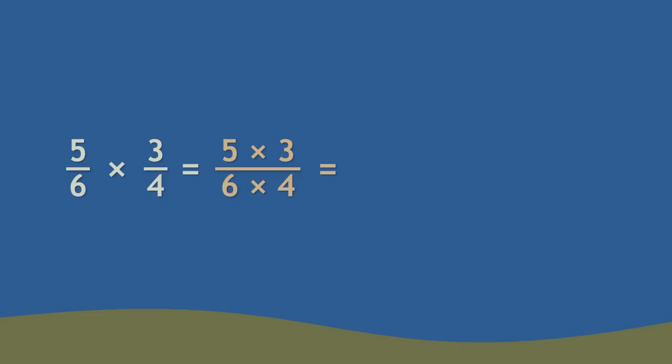Okay, so we want them prime factors written out. What that would look like is on the top we would have 5 times 3 because 5 and 3 are both prime. But then the denominator we would have to rewrite. We would take 6. 6 is not prime, so we would rewrite that as 2 times 3. And then we would take 4, and that is not prime either, so we would rewrite that as 2 times 2.